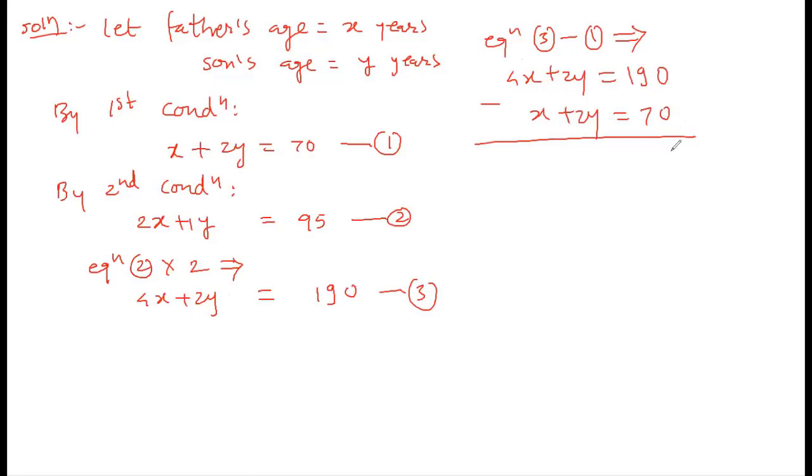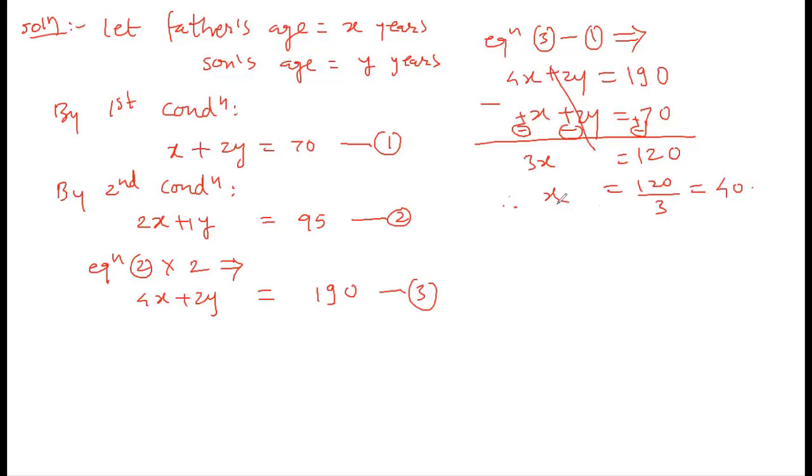So let's subtract. Now you can see after subtraction the signs change. Plus becomes minus, plus becomes minus. That we have done already. 4x minus x becomes 3x. 2y minus 2y will get cancelled. So therefore x becomes 120 divided by 3, that is 40. So x means father's age is 40 years.